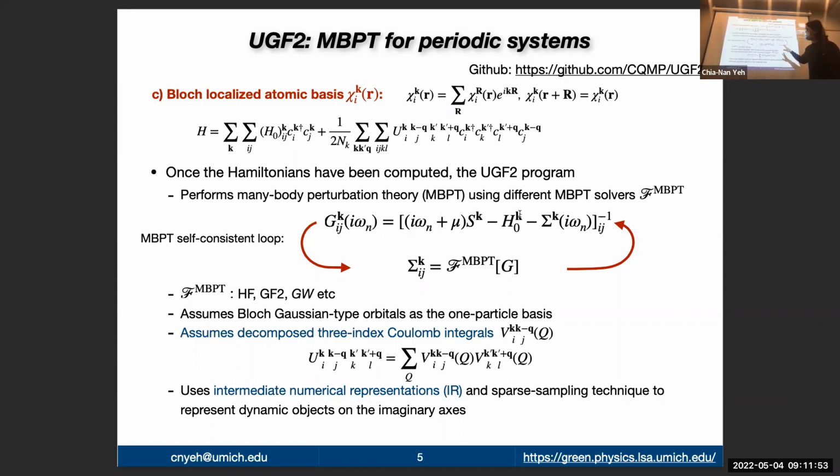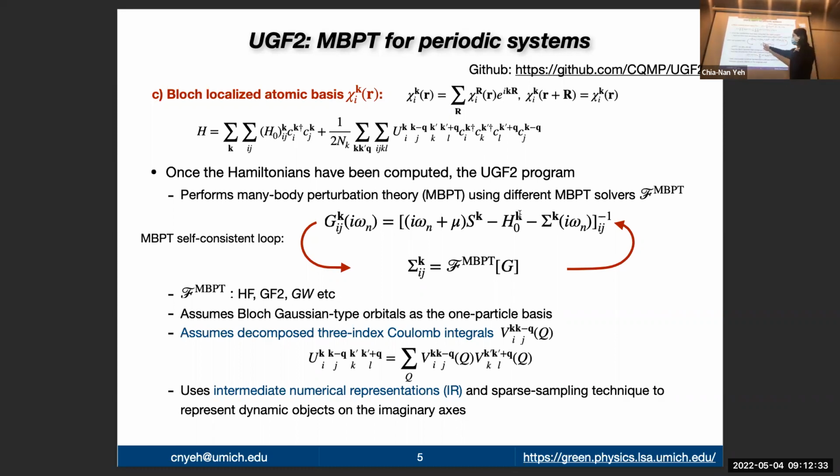So in this code, we assume Bloch Gaussian type orbitals as the one-particle basis. Although in general, the code doesn't care that much as long as it's a discretized basis. We also assume the matrix element, especially this one, has already been decomposed into 3-index Coulomb integrals. Especially in PySCF, we're using this density fitting, but in general, as long as you decompose your interaction in this form, how you get this V doesn't matter. You could just pass it to the UGF2 code and it should just work in principle.